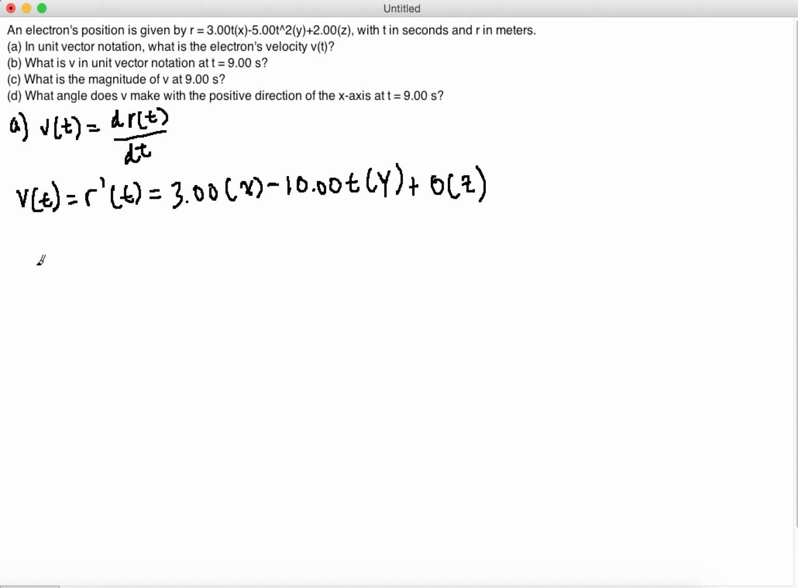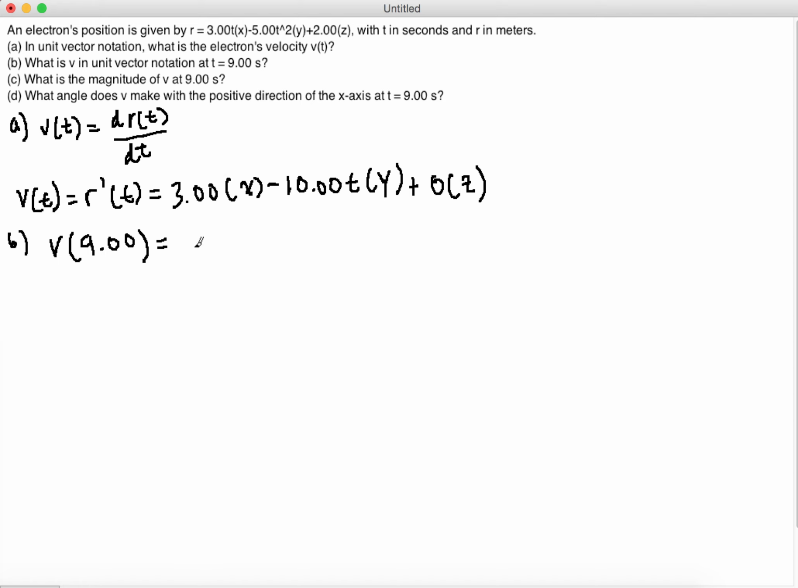Now, using that, part B asks, what is v in unit vector notation at t equals 9 seconds? So we're asked to find the velocity of this electron at t equals 9 seconds. Essentially we can write v of 9 is equal to, and we simply plug in values for this equation. It's asked in unit vector notation, so we'll leave it in vector notation.